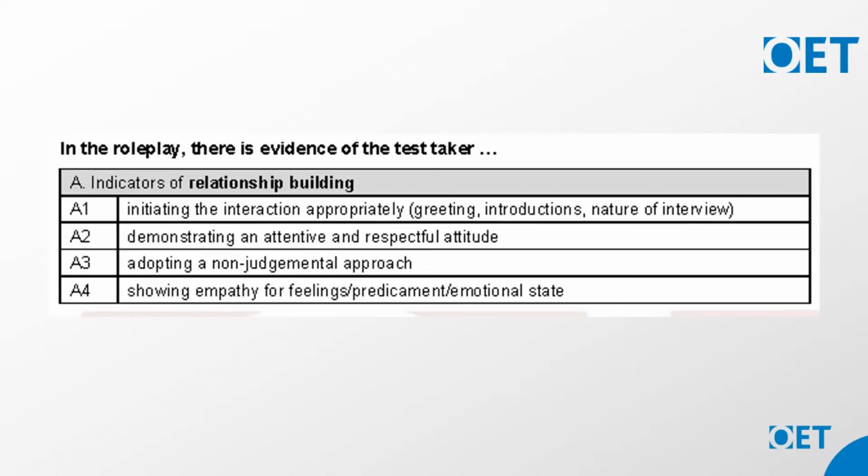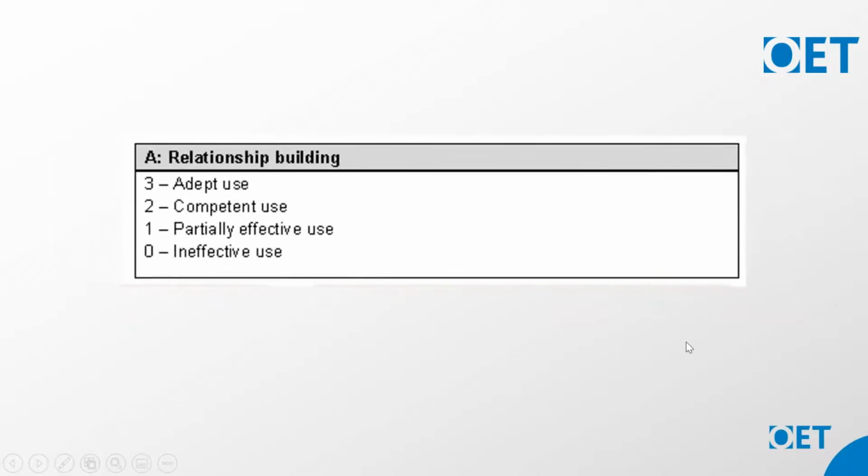The second, assessors want to hear evidence that you are demonstrating an attentive and respectful attitude and adopting a non-judgmental approach. So you don't just dismiss or ignore your patient's concerns, and certainly don't belittle them. And finally, in this section, assessors are listening for evidence that you're showing empathy, genuine empathy, not just saying memorized empathetic phrases without feeling. And so for this criterion, relationship building, the assessor rates your performance from 0 to 3.